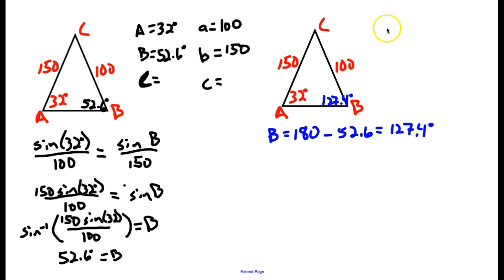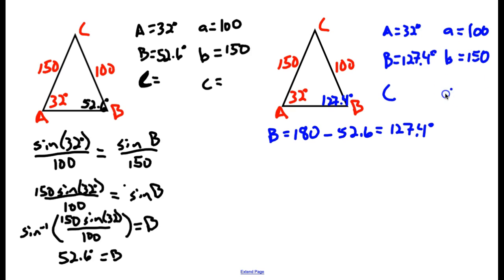Right, and we'll list them all up here as well. So A is 32, B is 127.4, a is 100, b is 150, and we don't know C yet. Okay.